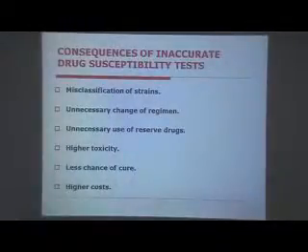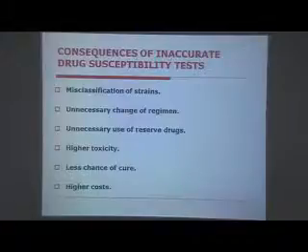Consequences of inaccurate drug susceptibility testing. This is what will happen if you do it in a lab which does not follow proper quality assurance. It will end up with unnecessary misclassification of the strain, unnecessary change of regimen, unnecessary use of reserve drugs, and higher toxicity. Most of these second line drugs are very highly toxic. Less chance of cure, and cost, of course.